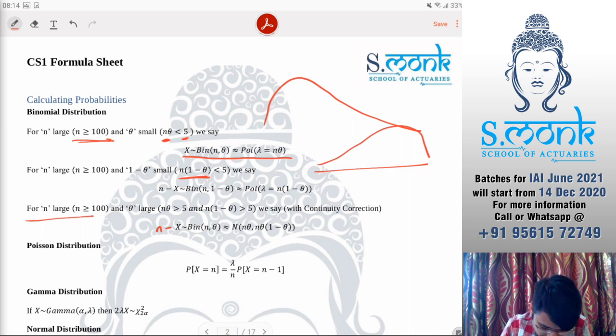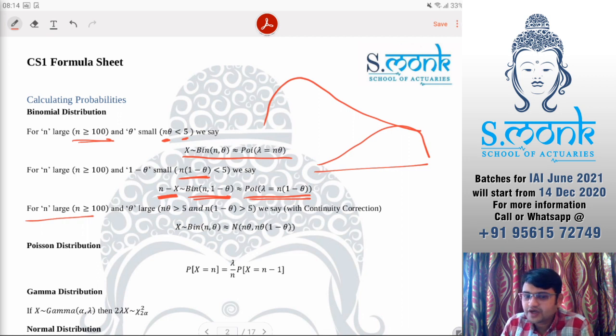It should be n minus x. So the distribution of n minus x will then follow... sorry, this is correct here. Here we have n minus x will follow binomial distribution with n comma 1 minus theta. That would follow Poisson distribution with parameter n(1 minus theta).